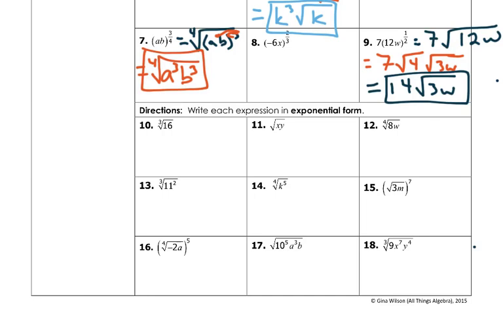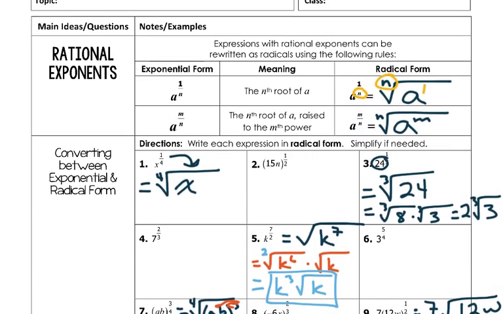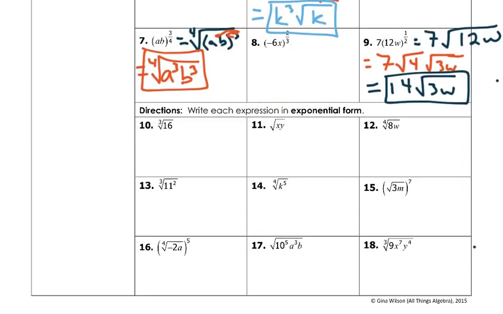All right, so this is asking us to reverse what we just did and write it in exponential form. What we were doing before is we had it in exponential form, and then we were writing it in radical form. Here, we're going to take it from radical form and write it in exponential form. I'm going to have you guys do the evens, so I'm going to start with number 11. We have xy. Now, that whole thing is inside of the square root, so because there are two variables, x and y, we're going to need parentheses.